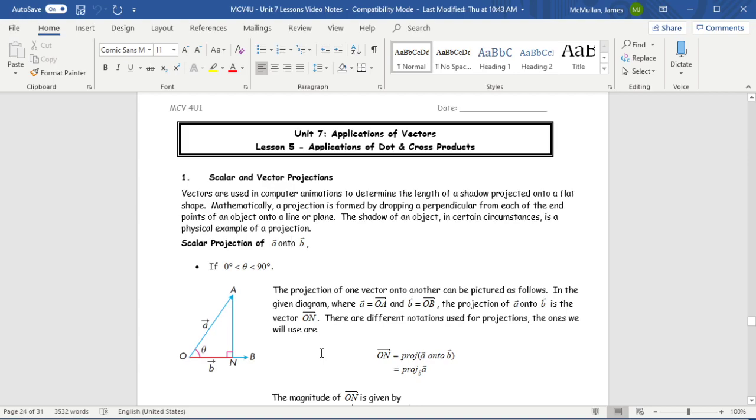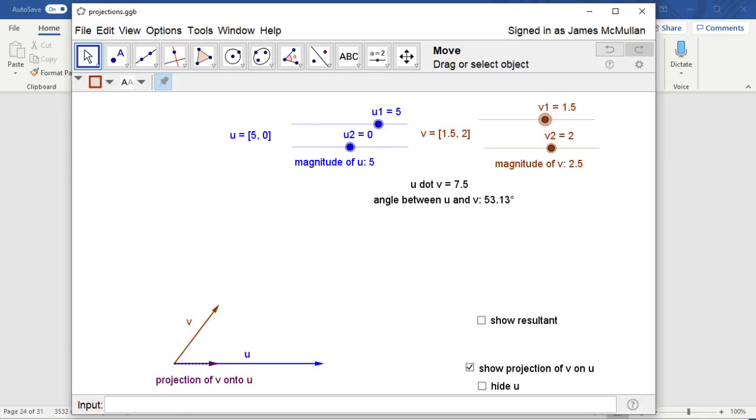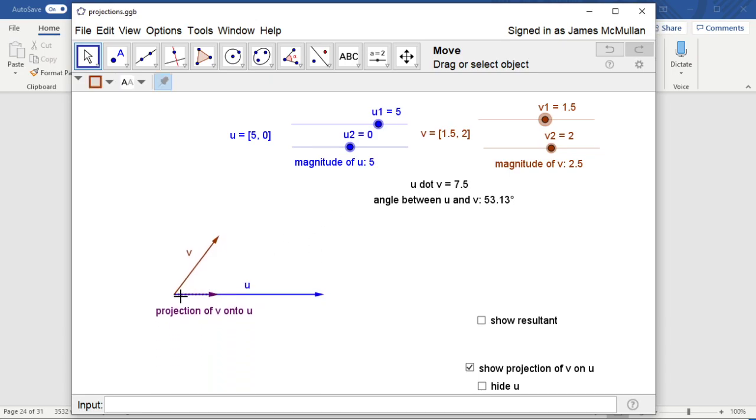Another way of thinking about it is if you were to divide A into two components, one component in the direction of B and one component perpendicular to B, the projection would be the component that's parallel with B. Let me just visually draw a couple more of these for you so you can see. Again, this is similar to the one in the book. Vector V is pointed off and to the side. Vector U is pointed straight to the right.